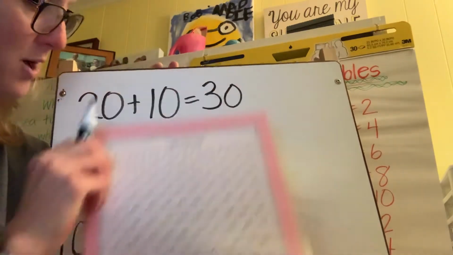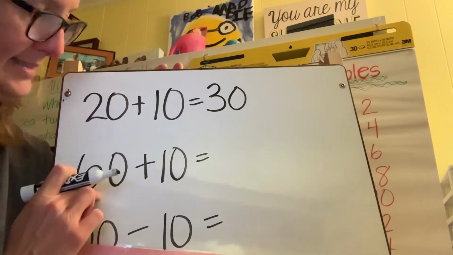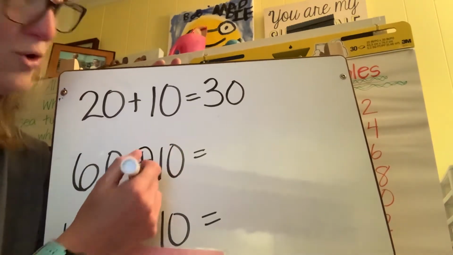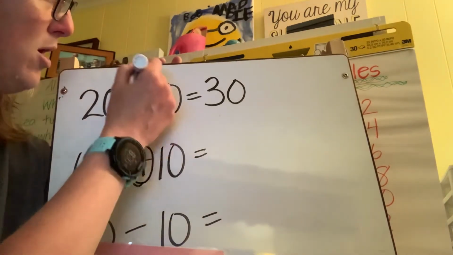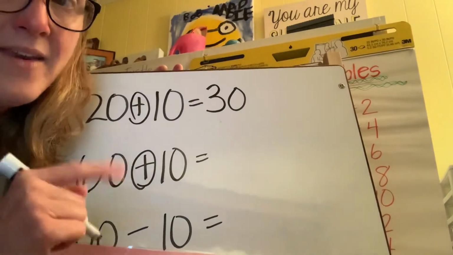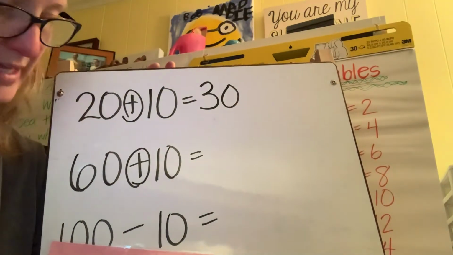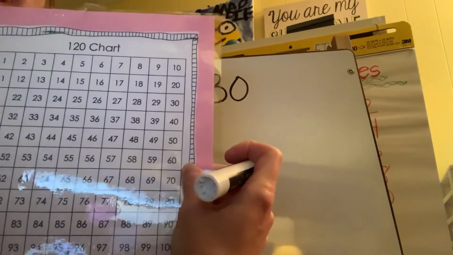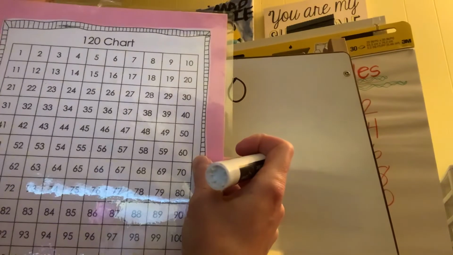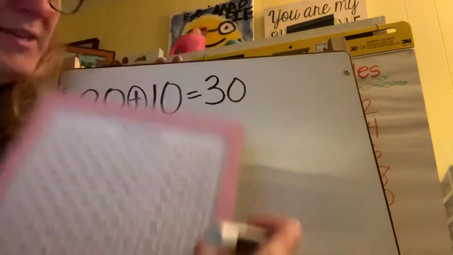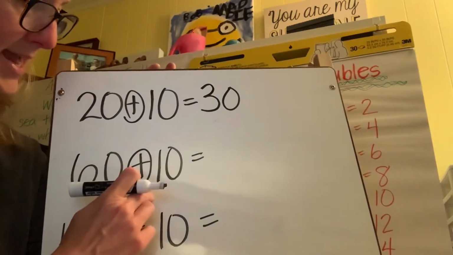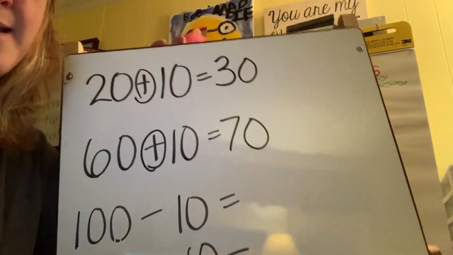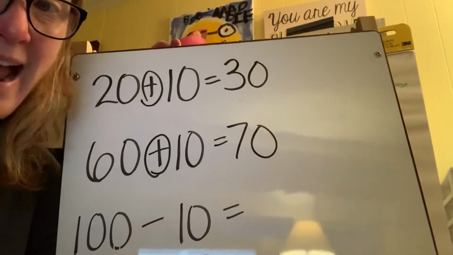Now, my next problem here, I have 60 plus 10. Great. I might even circle my signs so I can remember, oh yeah, it's asking me to add. There's a plus sign there. So let's look back at my 120 chart. There's 60. Move down one. What do you see? Yep, 70. 60 plus 10 equals 70. Great job.